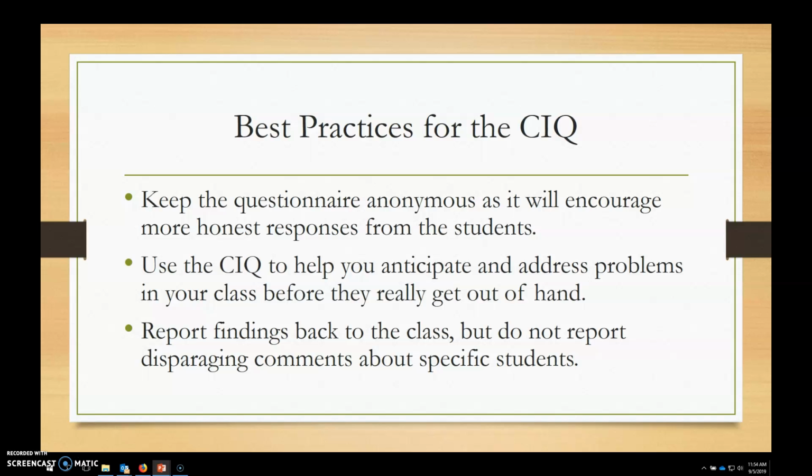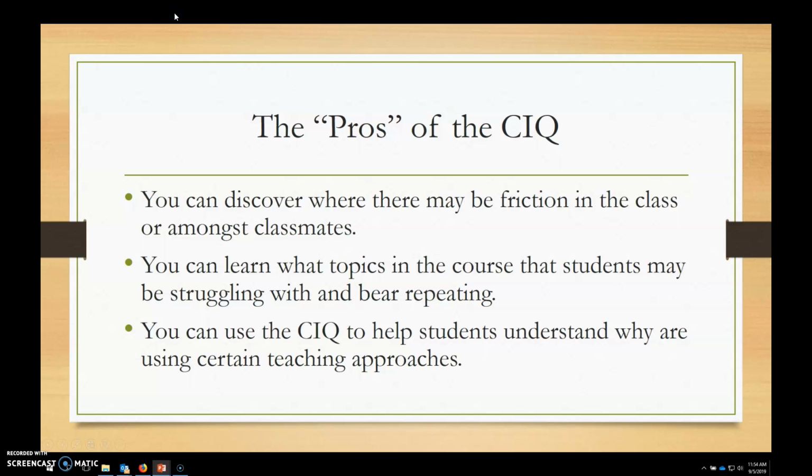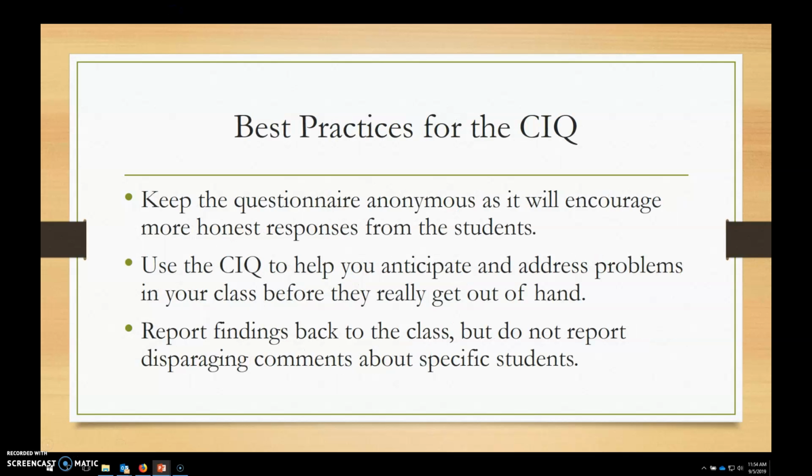And you also want to use the CIQ to help you anticipate and address problems in your class before they really get out of hand. So this can help you find the problems before they become a really big deal. You also want to report your findings back to the class, but don't report disparaging comments about a specific student.